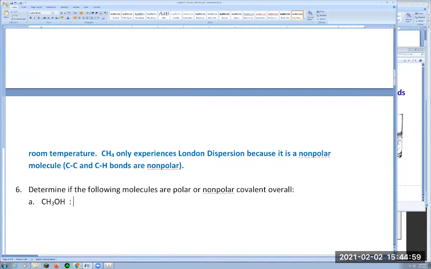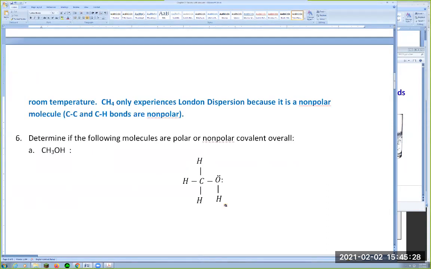For this, you need to do the Lewis structure. And this was part of chapter 12. So here I will bring the Lewis structure, and hopefully it should make sense. So that's the Lewis structure of methanol. You have carbon bonded to 3 hydrogens and bonded to the oxygen, and then the oxygen is bonded to the last hydrogen.